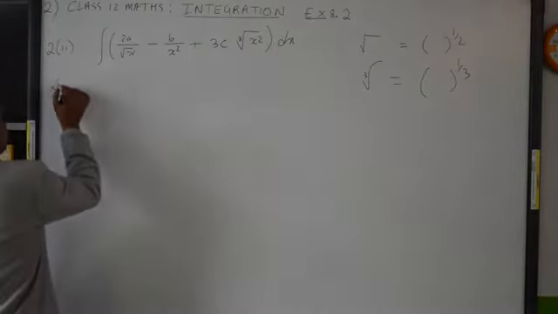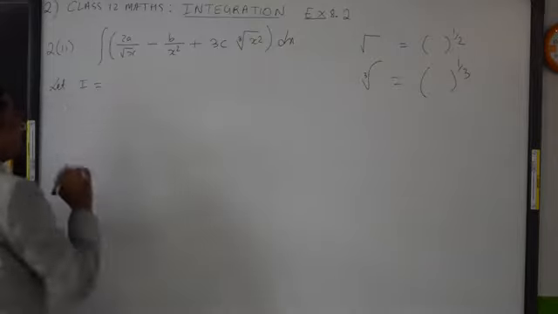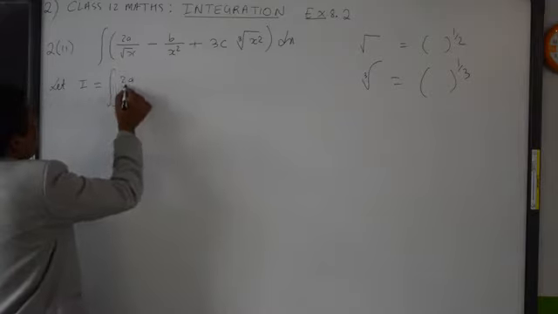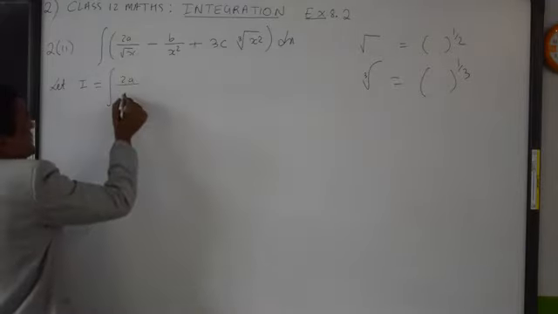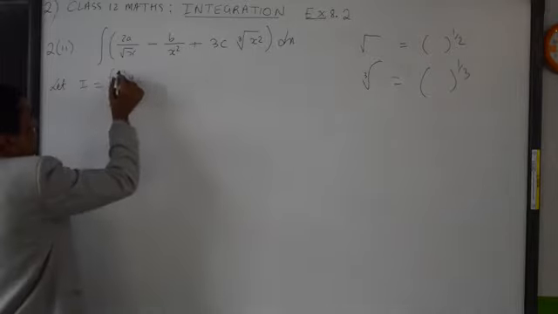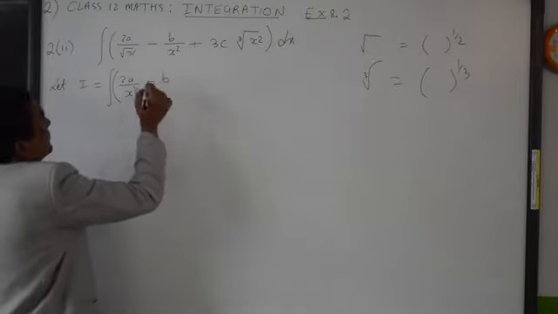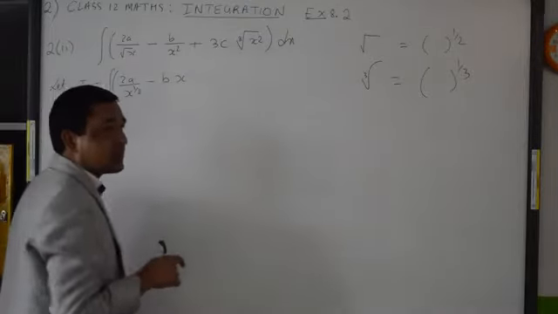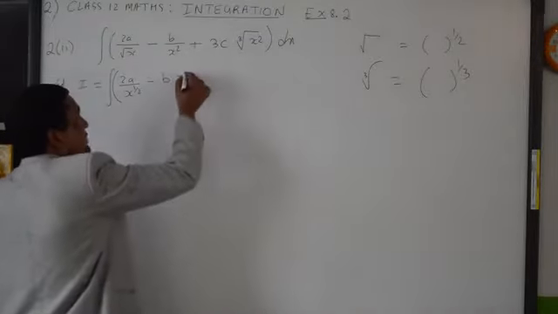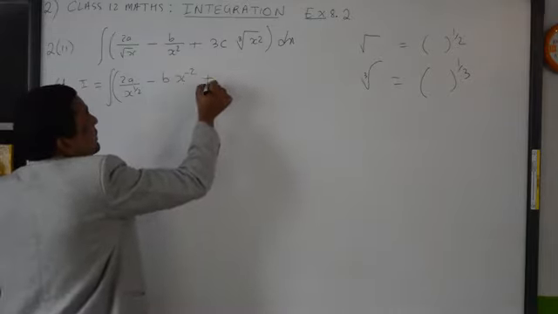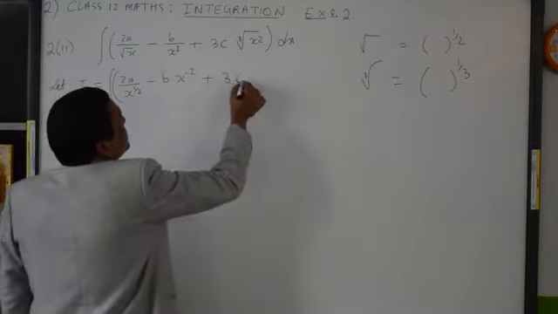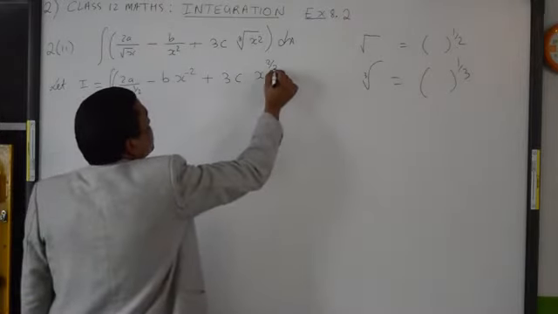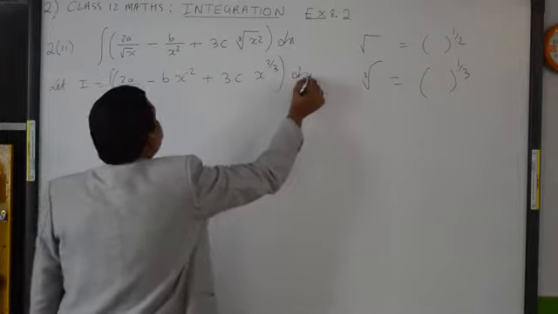Then always consider I equals the given integration or question. Then I equals 2a, then you can convert the radical into exponent form. Then minus b. You can take this denominator to the numerator. While doing so, the sign of the power gets changed. There is a plus, now it changed to minus. Then plus 3c. Now change this radical into exponent, that means x to the power 2 by 3, bracket close, dx.